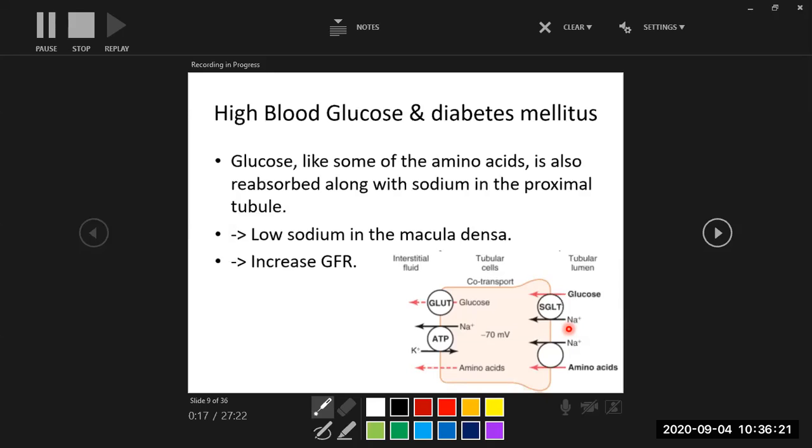So for a diabetes patient, or a person with high blood glucose, we reabsorb a lot of glucose back to our body, reaching up to the maximal level. That can also cause a similar effect: we absorb more sodium, less sodium remains in the tubule, and it is detected by the macula densa to increase GFR.